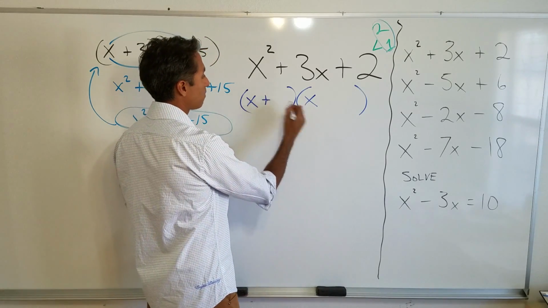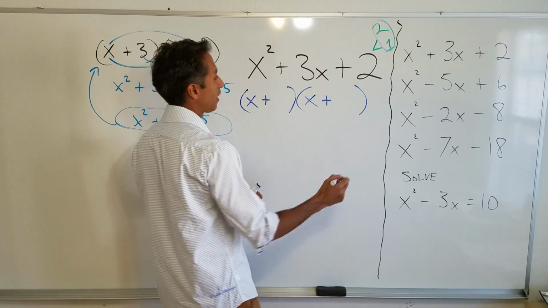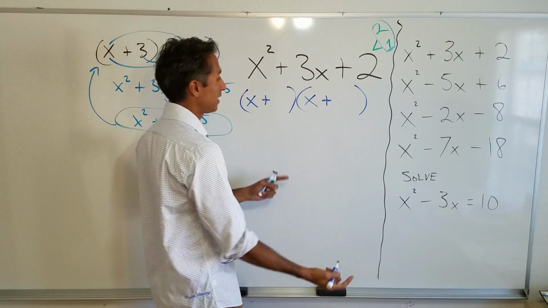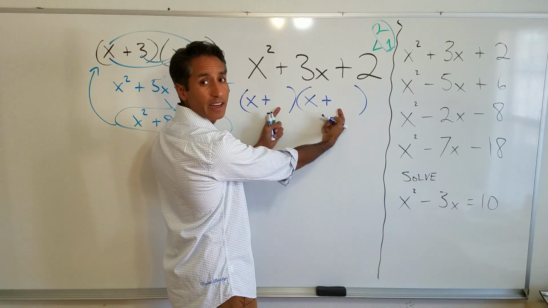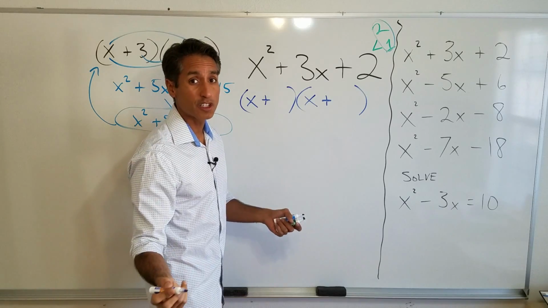So I can write in a plus and a plus. And then my next step would be to say, okay, now I have to plug these into this back area here for both of these. Does it matter if I put the 1 first or the 2 first?